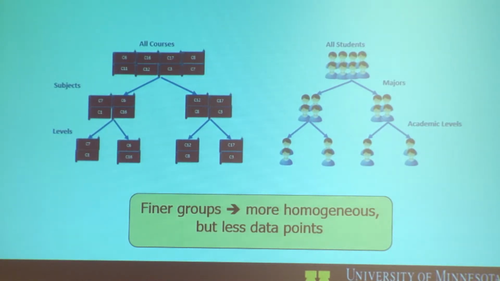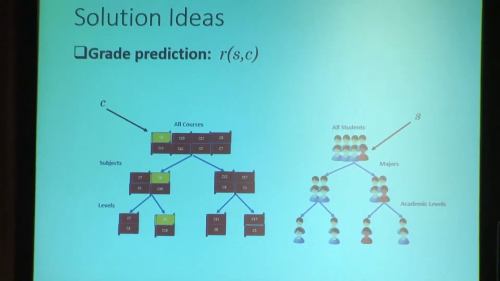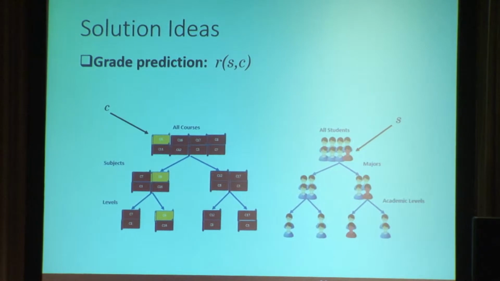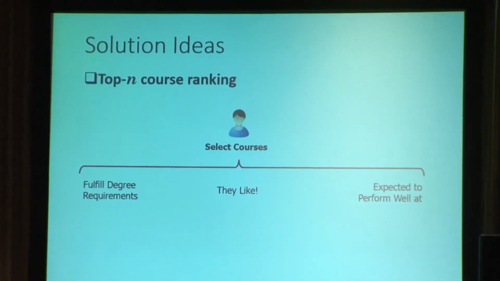And then we're going to use these groups for grade prediction and top-N course ranking as follows. The main idea is that the grade of a certain student S in some course, C, would be predicted based on how other students in the same group as S performed in C, and how S himself has performed in other courses that are in the same group as C. Top-N course ranking is also done with the same consideration, but there's one thing that makes course ranking a little bit different from a typical item ranking problem.